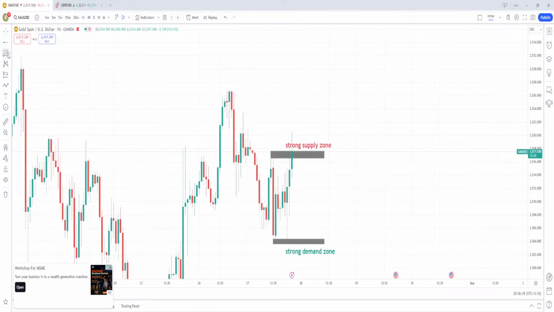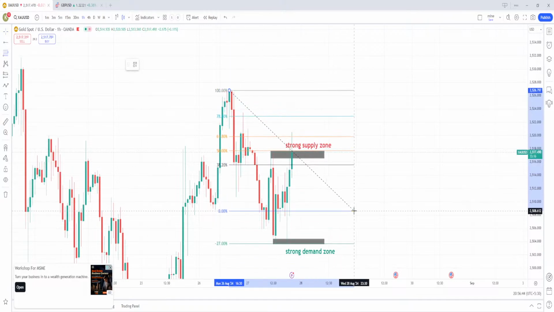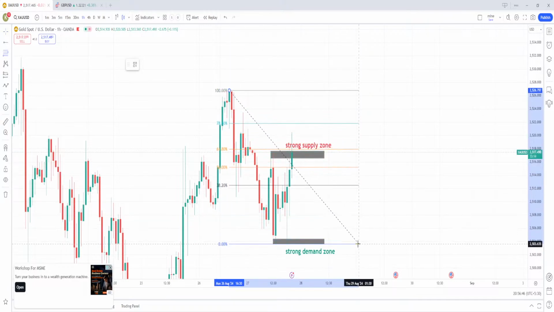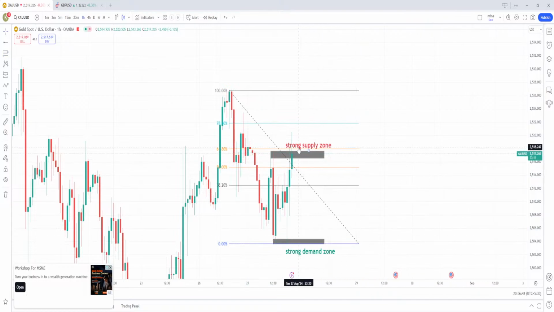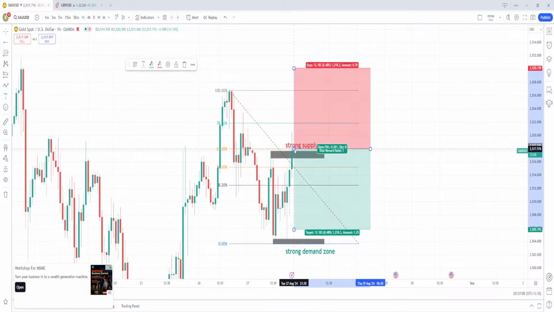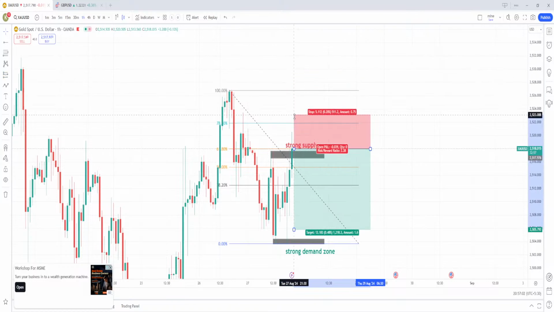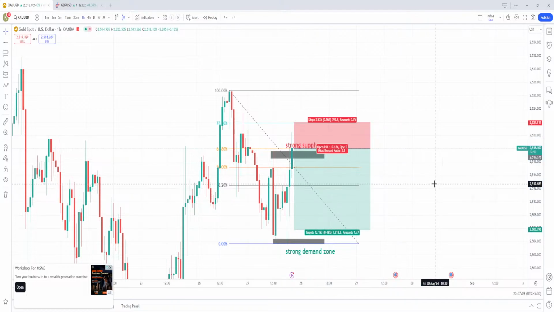Strong rejection happens, but see, let me check once again. This is the place where we made a mistake. Yes, if we take the trade from here, I have to put the stop loss here so that we can get a risk reward ratio of 3. We made a mistake.